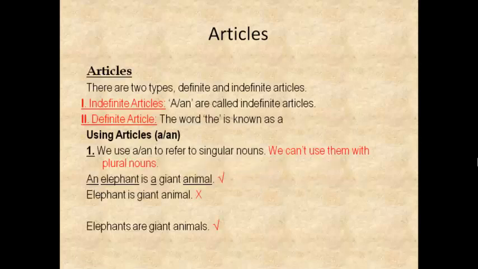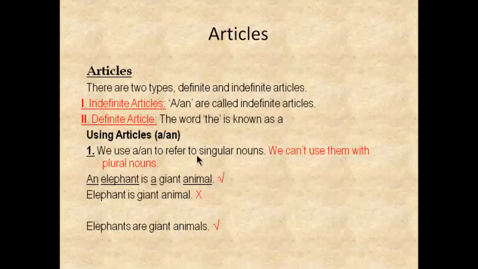There are two types of articles, definite and indefinite articles. A and an are called indefinite articles, whereas the word the is known as a definite article. How to use them? Look at the following rules and examples.